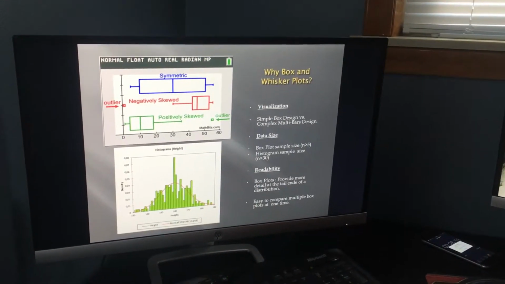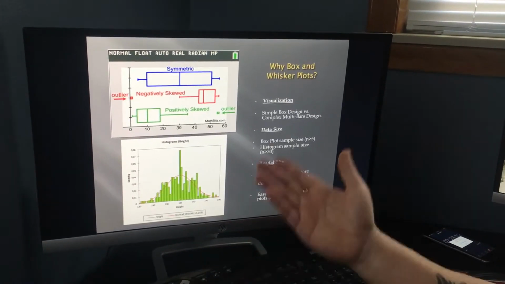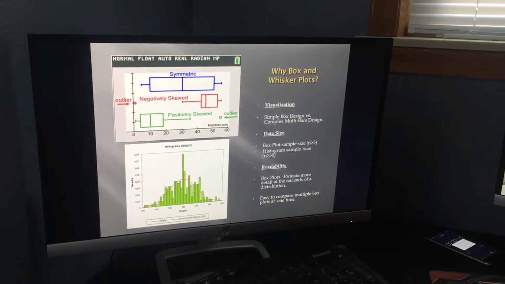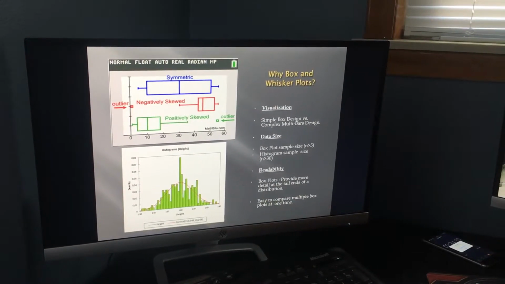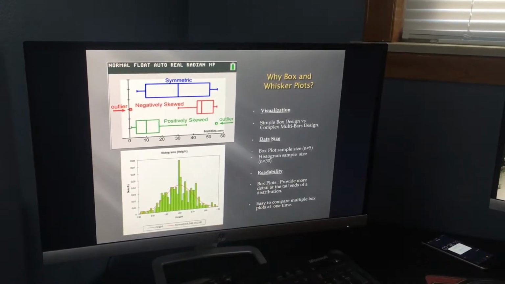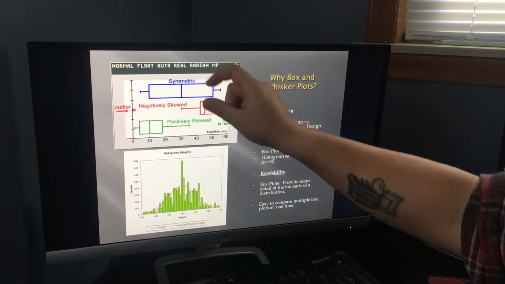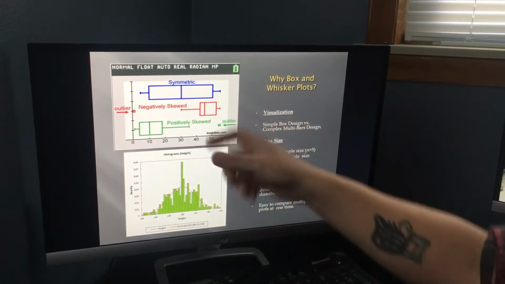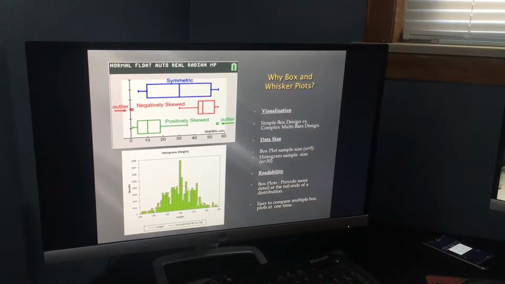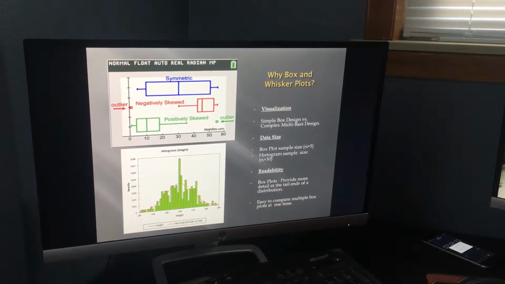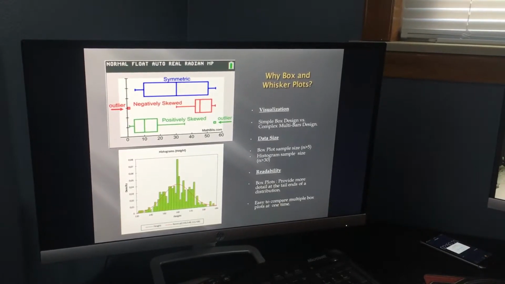Now, why box and whisker plots? Well, visualization over anything. It's a simple design instead of a complex multi-bar design like you would see in a histogram. And also you can show multiple box plots all in one and be able to compare the analysis of the data sets. It's easy to read, and it provides more detail at the tail ends of the distribution.